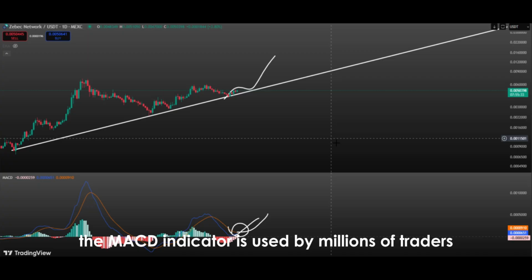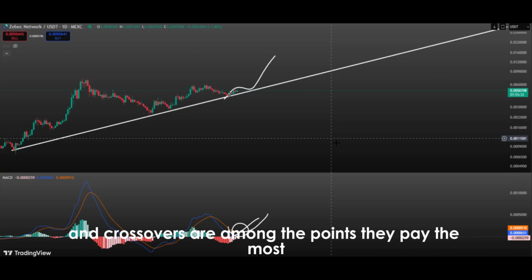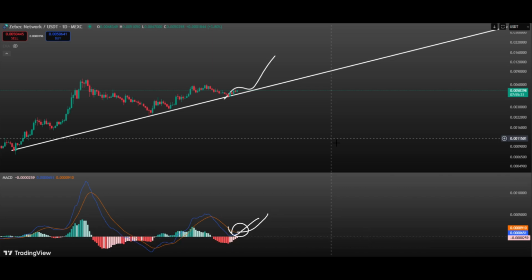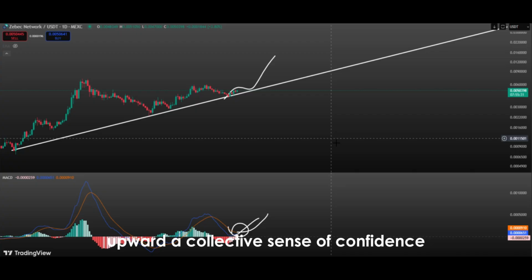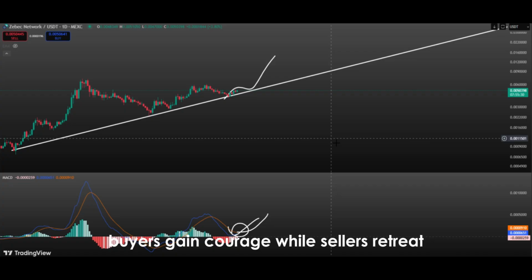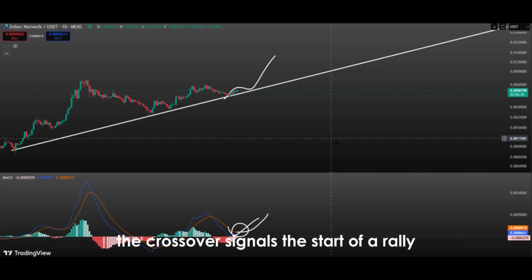The MACD indicator is used by millions of traders worldwide, and crossovers are among the points they pay the most attention to. Therefore, when the lines cross upward, a collective sense of confidence tends to form in the market. Buyers gain courage, while sellers retreat. This collective psychological shift pushes prices upward rapidly. In other words, the crossover signals the start of a rally, not only from a technical perspective, but also from a psychological one.